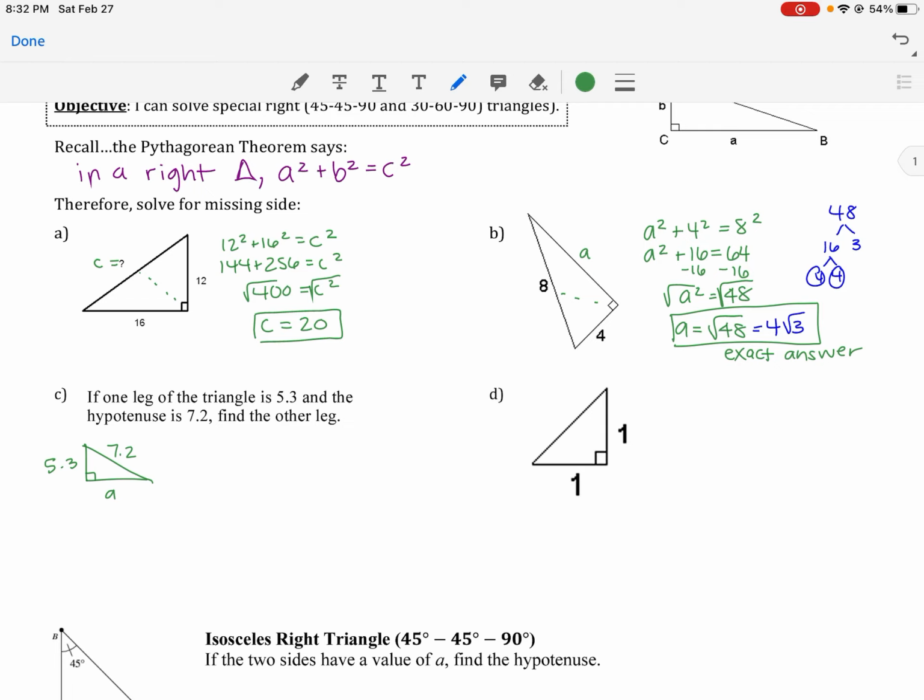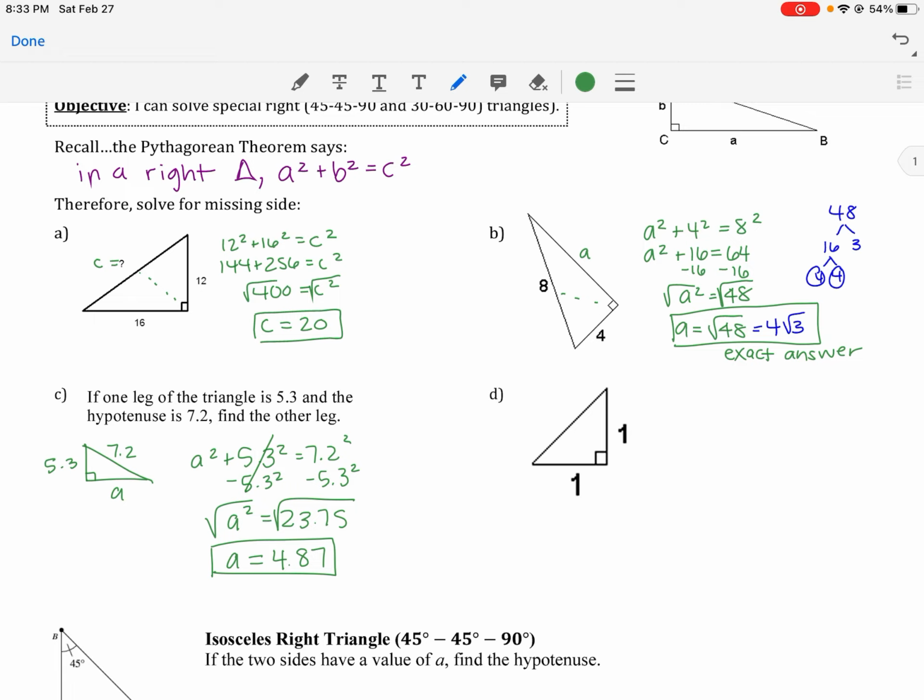Always draw a picture. I think it helps to visualize. So I should do A, that's how we usually start. A squared plus 5.3 squared equals 7.2 squared. This one, they're not as nice numbers, so I would just subtract 7.2 squared minus 5.3 squared on my calculator, because then it gives me just 23.75. So not as much to deal with. Take the square root of both sides. A equals 4.87 if I'm rounding.